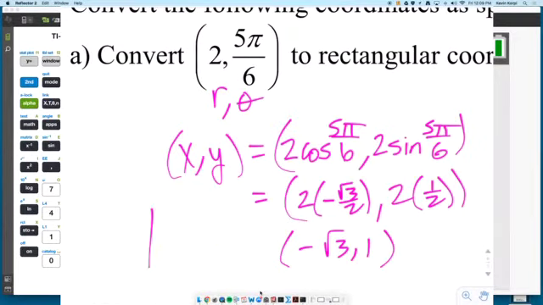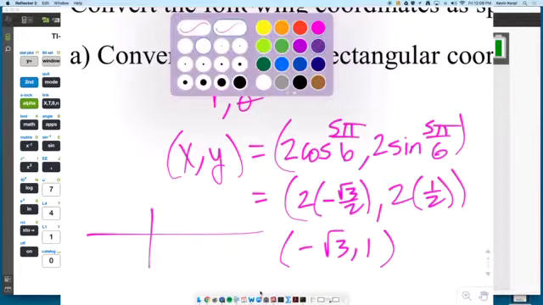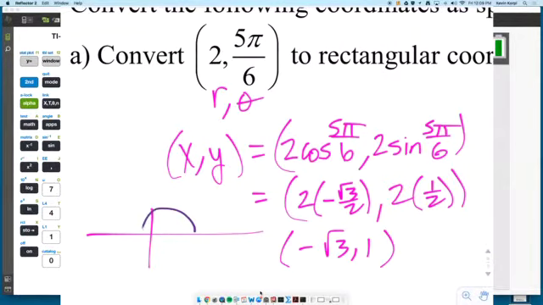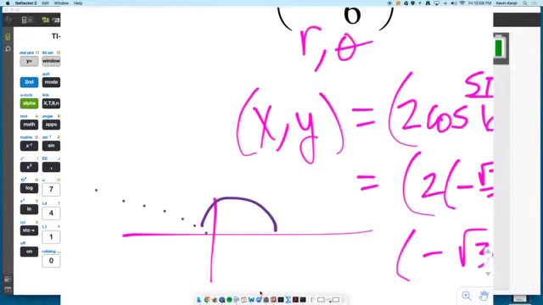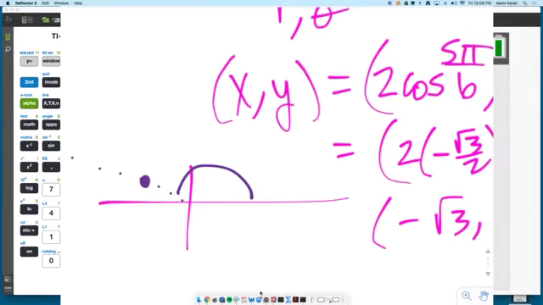And let's go ahead and plot that one just so we can kind of remember how to do it. We're going to rotate over to 5 pi 6, which is over here. We're pointing in that direction. And we're going to march out 2 units. So 1, 2, somewhere in there. And now we're saying you could also get there by going left square root of 3 and up 1. Okay, makes sense.